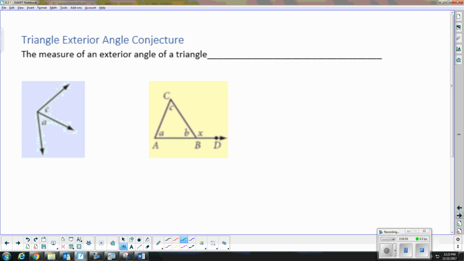Okay, and then the last angle conjecture that we have is the triangle exterior angle conjecture. And the triangle exterior angle conjecture says that the measure of an exterior angle of a triangle is equal to the sum of the measures of the remote interior angles.